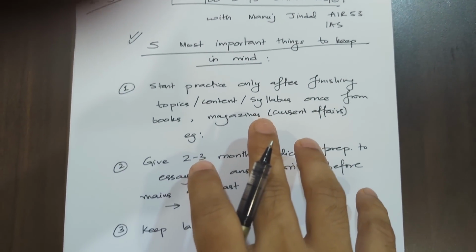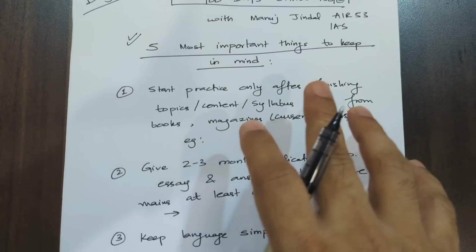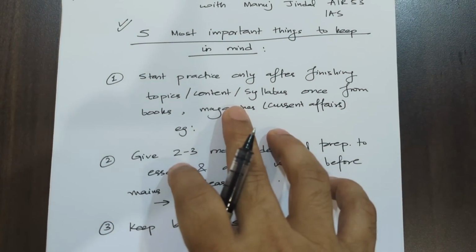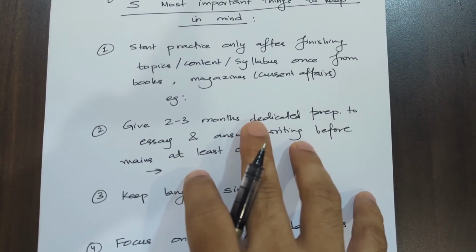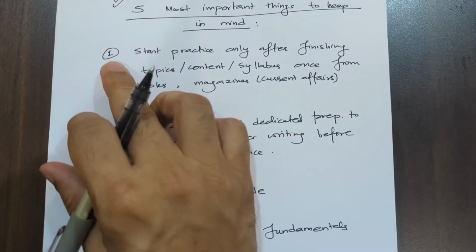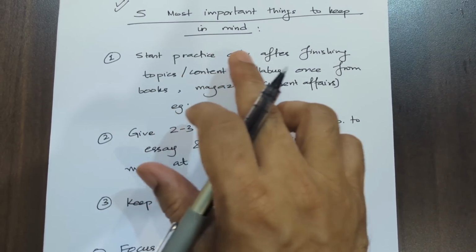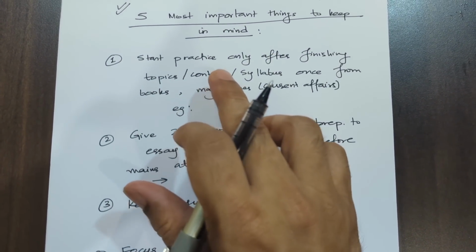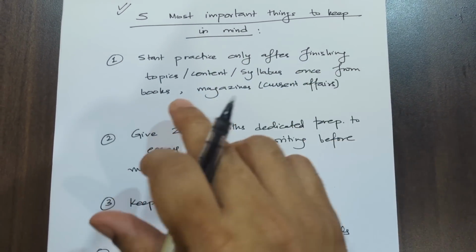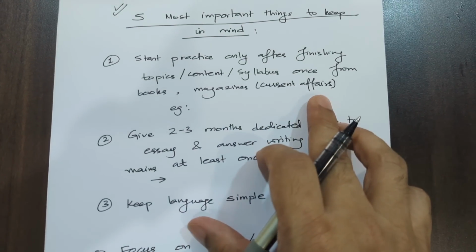So let's go ahead and dive into the 5 very important things to keep in mind when you are starting this particular thing about UPSC preparation. The number one thing is start practice only after finishing topics or the content or the syllabus once from the books and the current affairs.